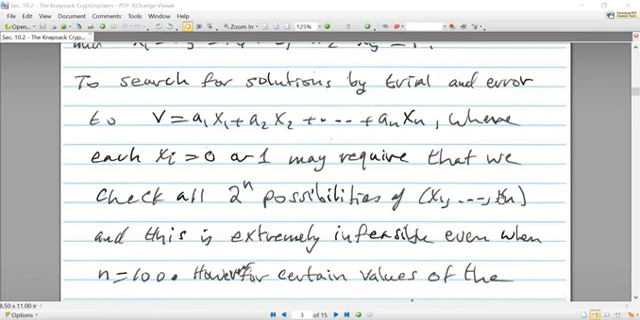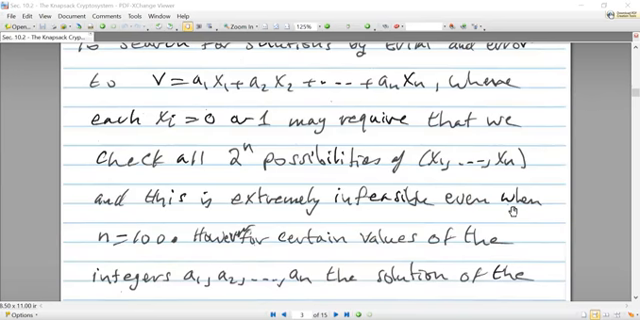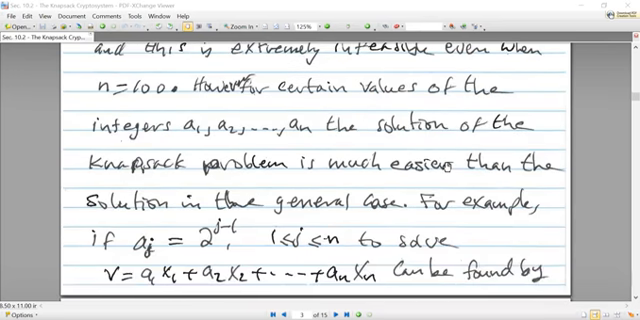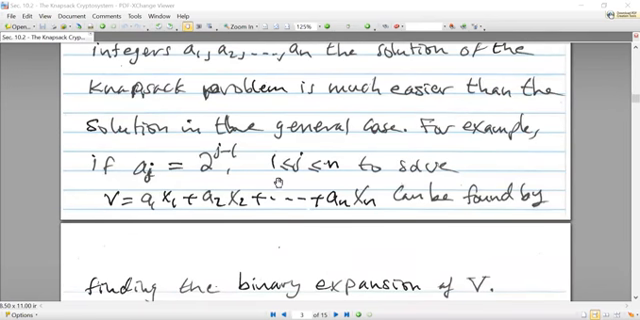However, there are certain sequences of integers, A1 to An, where the solution for the knapsack problem is easy to find, a very simple method to find. One of these cases is where the sequence A1 up to An is given by A sub j equal to 2 to the power j minus 1, where j ranges between 1 and n.